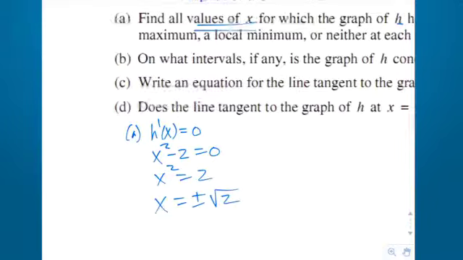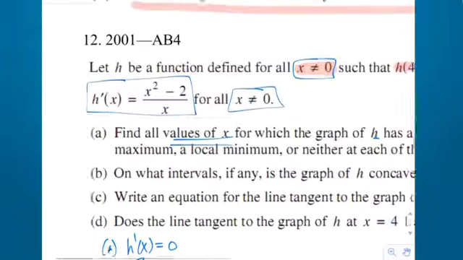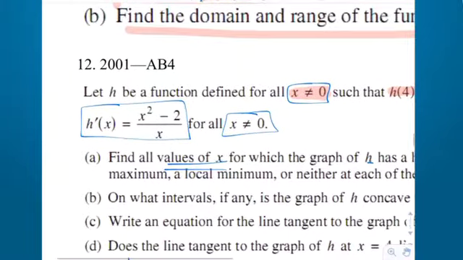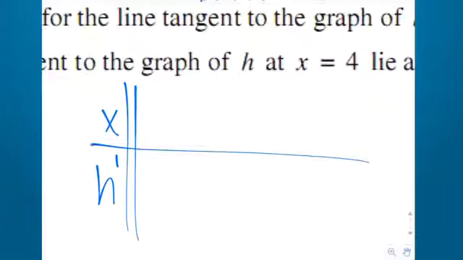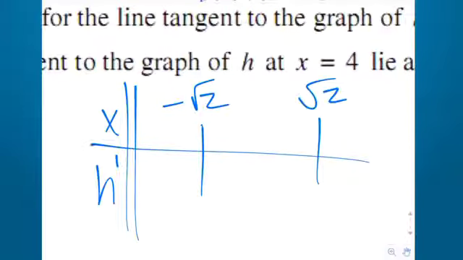Now, to determine if they're local max or mins, we can either do the first derivative test or the second derivative test. They gave us the first derivative, so let's use the first derivative test. So we'll make a little number line chart. We got x and h prime, sorry. We got negative square root of 2 there, and square root of 2 there. And what else goes into any number line besides critical values?